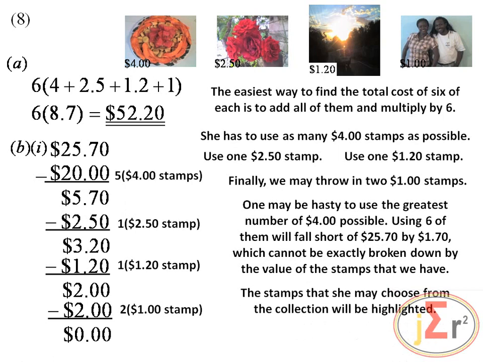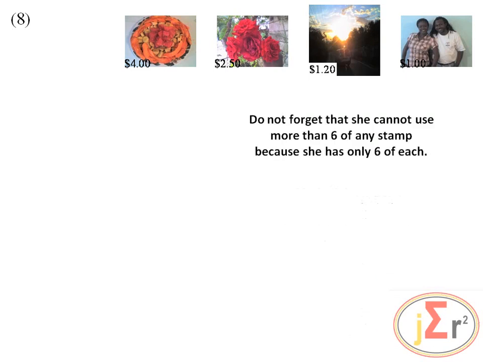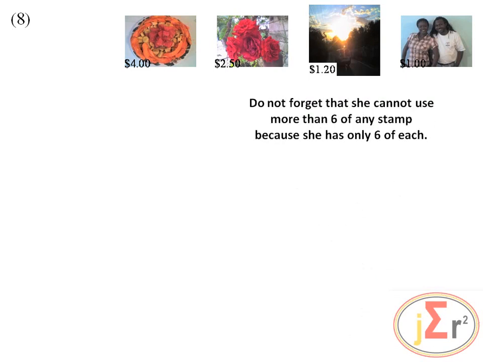The stamps that she may choose from the collection will be highlighted: 5 $4 stamps, 1 $2.50 stamp, 1 $1.20 stamp, and 2 $1 stamps. Now, in the other case, she must use what? Must use all her $1 stamps. Do not forget, she cannot use more than 6 of any stamp because she has only 6 of each.